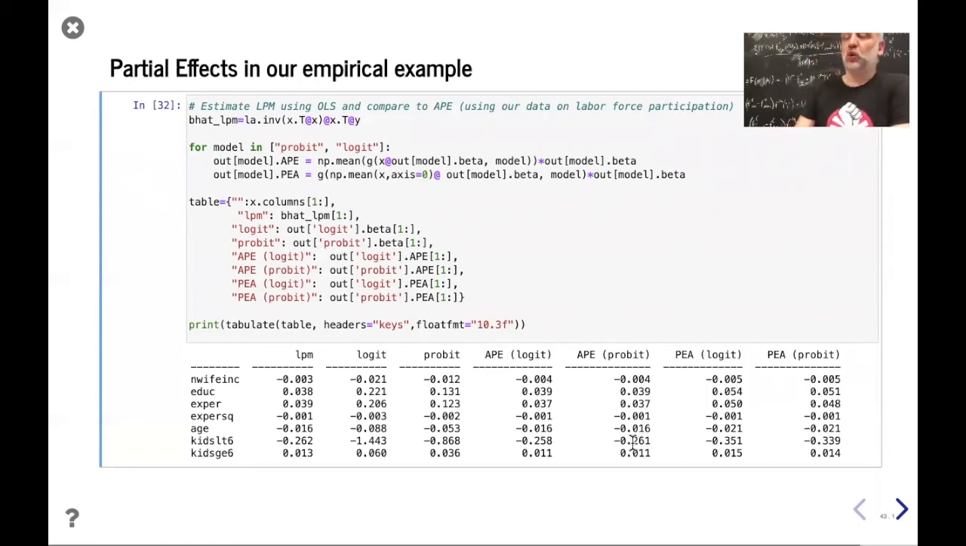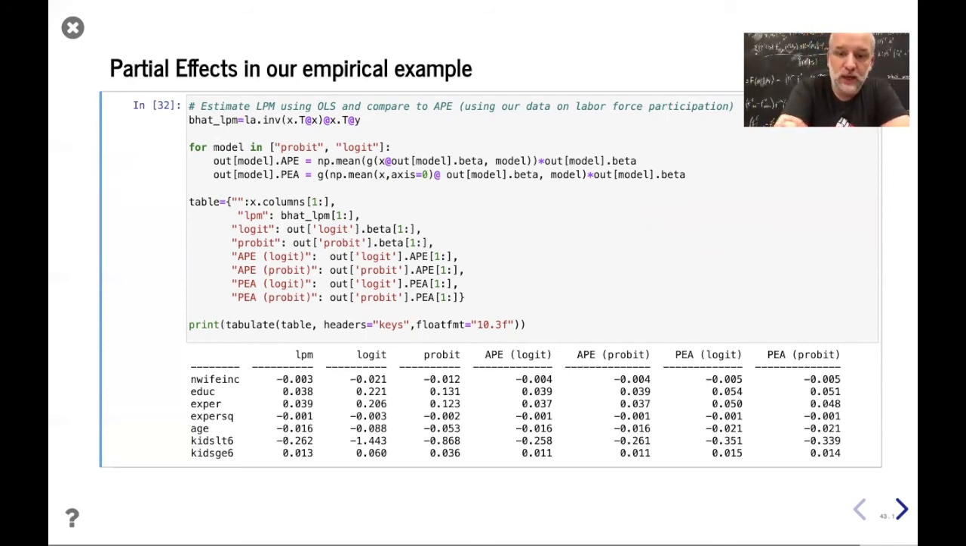Okay, so this is really good to know. If you're interested in the average partial effects, these two models are giving almost virtually the same predictions, which is not super surprising, right? We know scale is irrelevant. We know that the shape of those two distributions is very similar up to scale. So why would they predict something different?